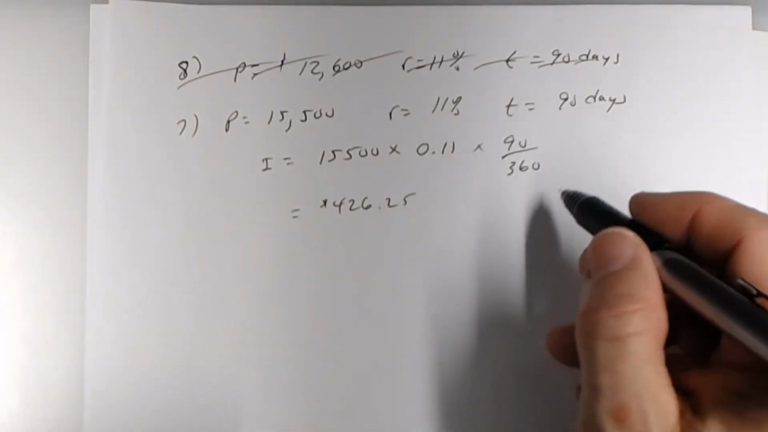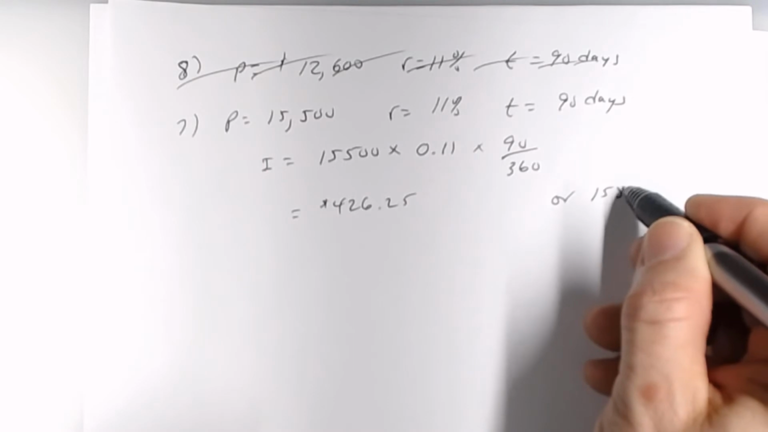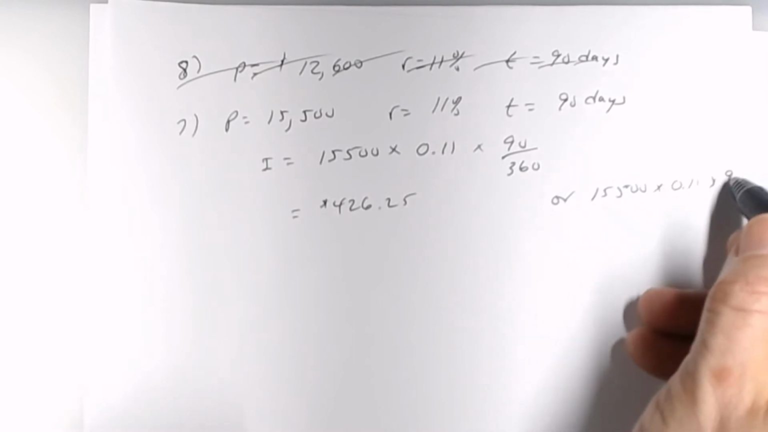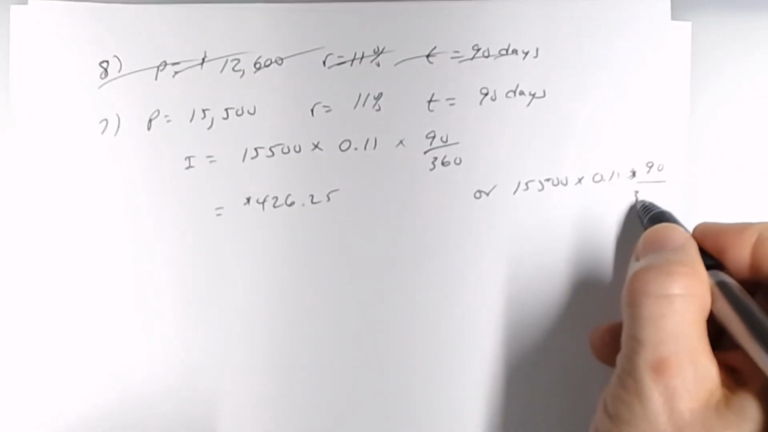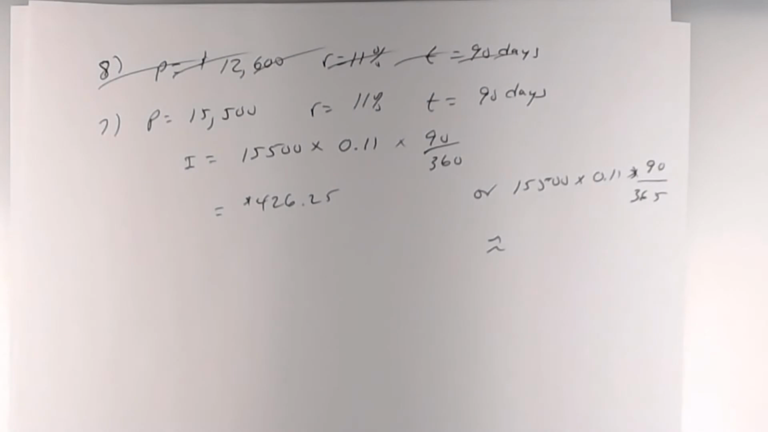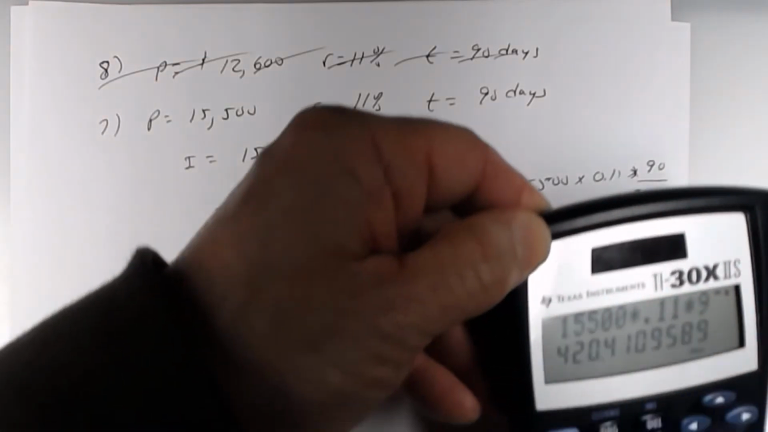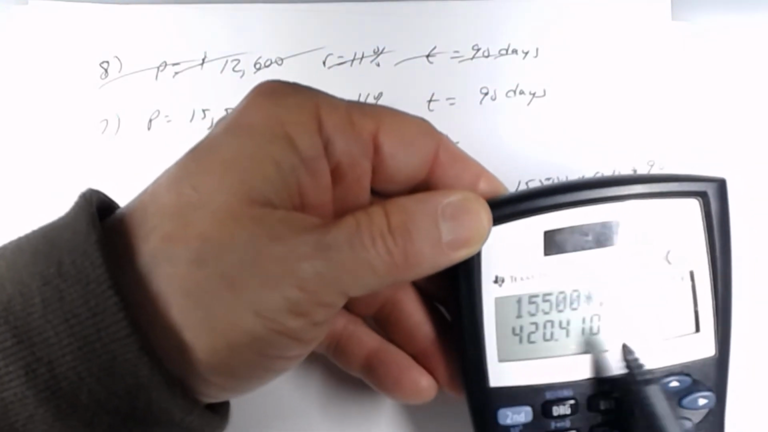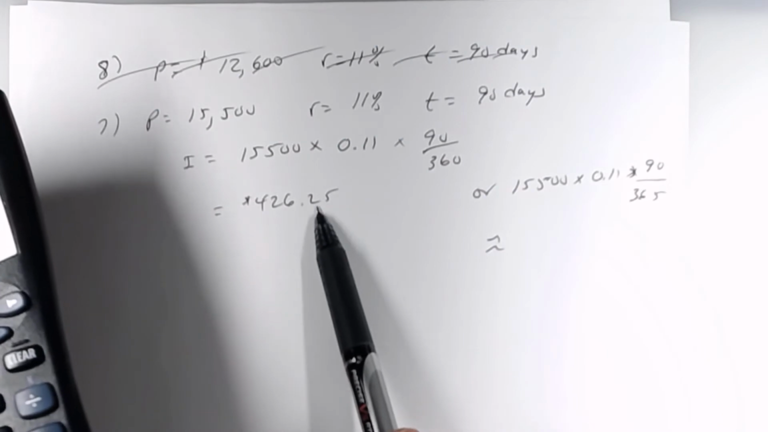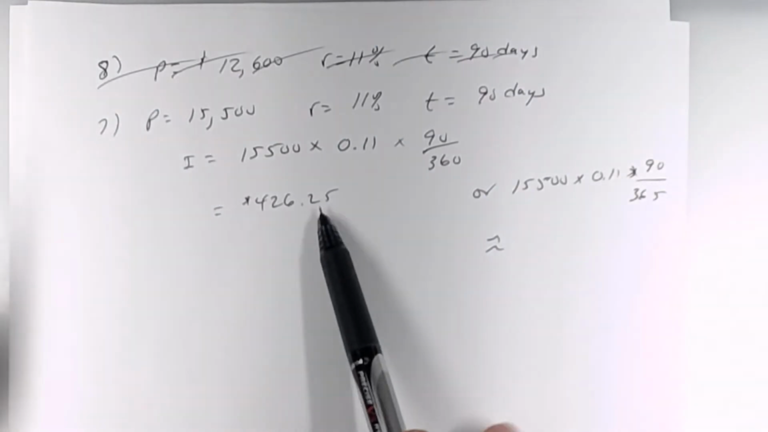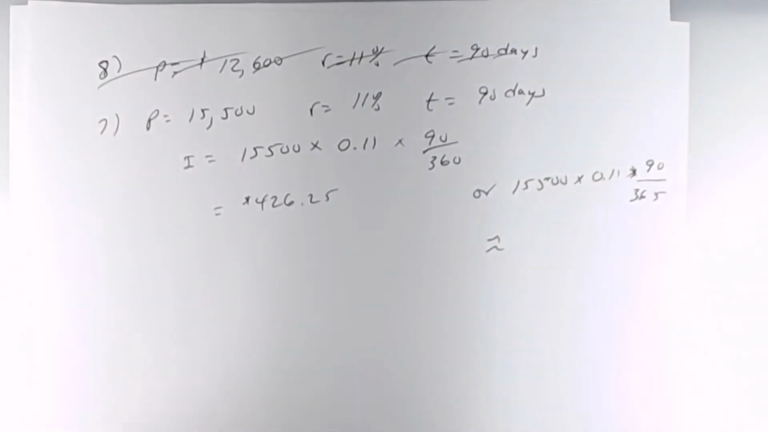If you had used 365, 15,500 times 0.11 times 90 divided by 365, now notice what happens. You see, back in the day before calculators, it was difficult to deal with a division that didn't terminate. See how this terminated right here? It stopped at 0.25. Here it didn't. So back in the day they used 360 because it was easily divisible, or could easily be reduced.